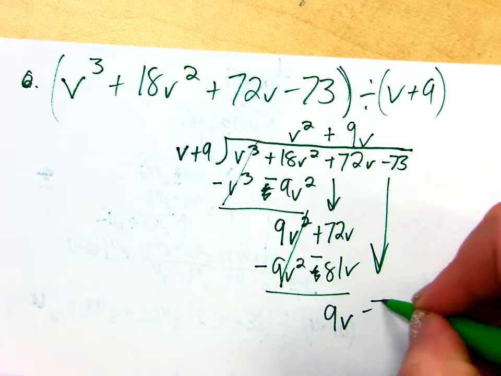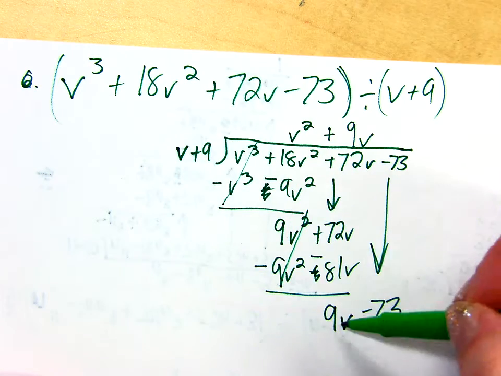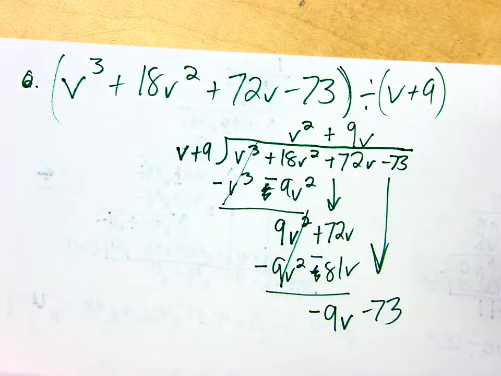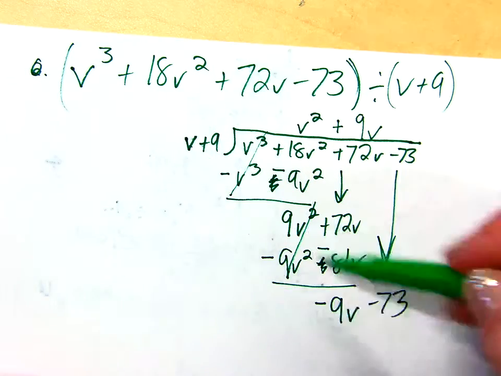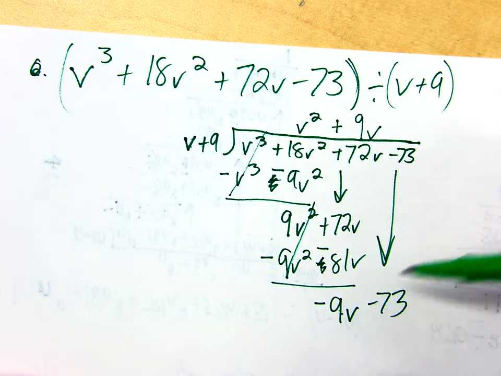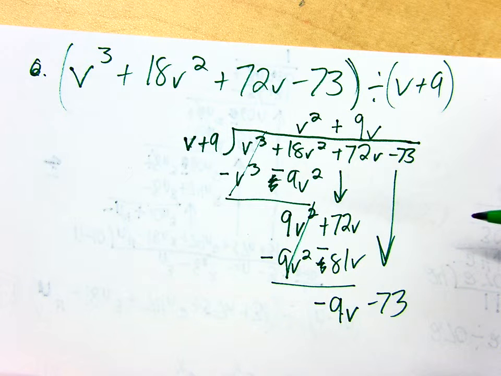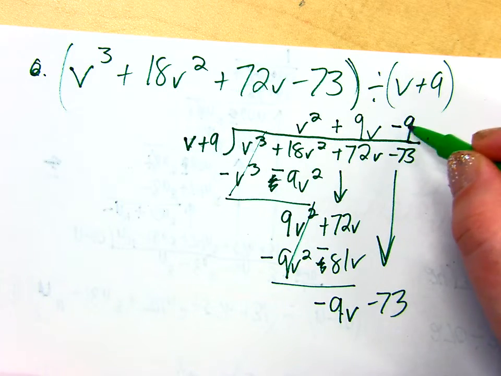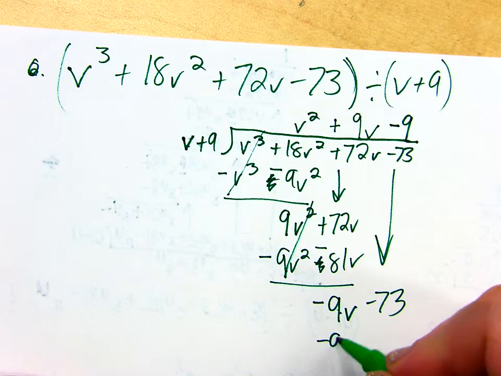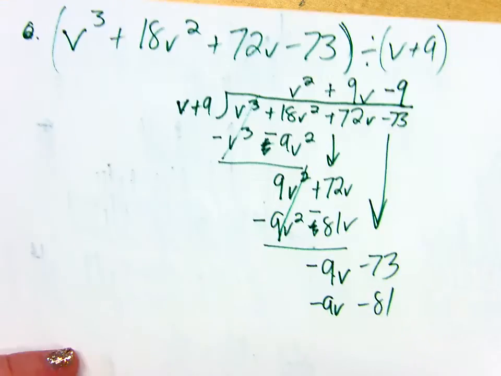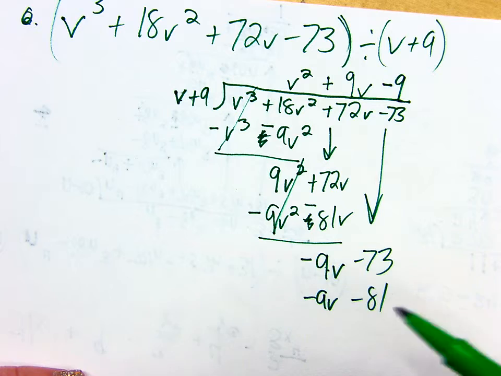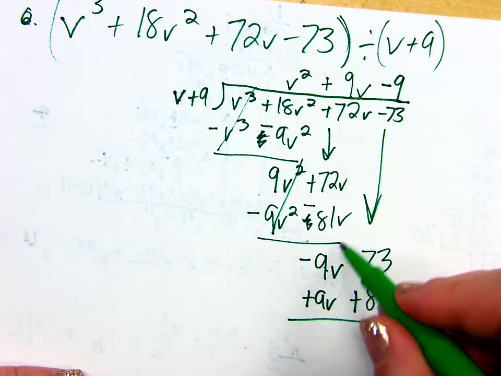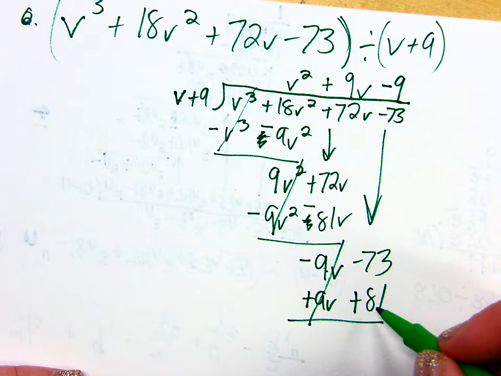Bring down my last number. What do you multiply this by to get this? Wouldn't it be a negative 9? It would be, thank you. So I put a negative 9 there, and now do negative 9 times all that: negative 9b minus 81. However, now you need to subtract both of these. So you become a plus, and so do you. That cancels, and that leaves me with a remainder of 8.